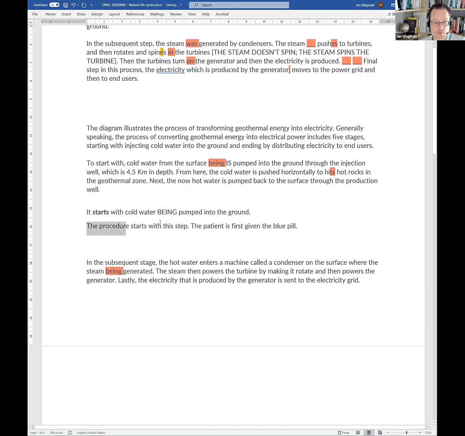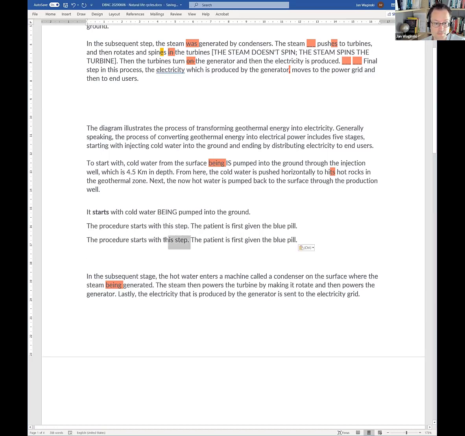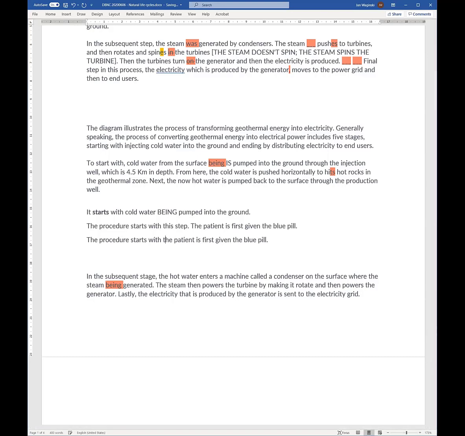Okay. How about this sentence? The procedure starts with this step. The patient is first given the blue pill. So we'll get rid of this. Being given the. Where does being go? Instead of is. But we're going to put it here.